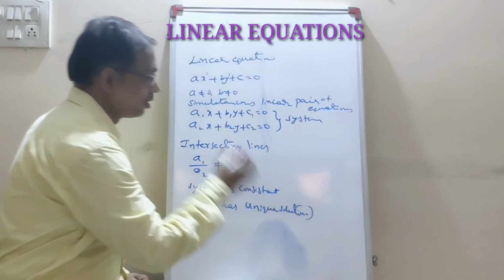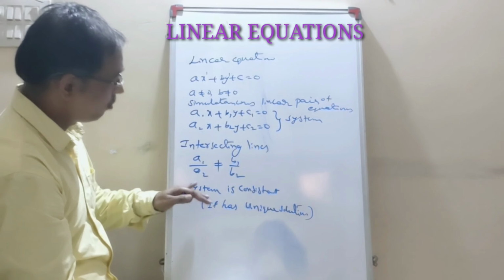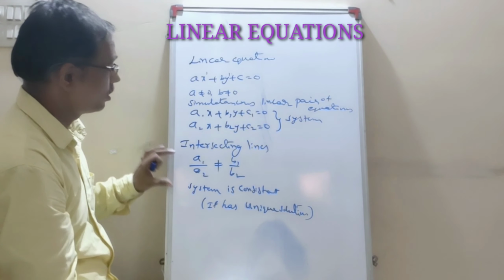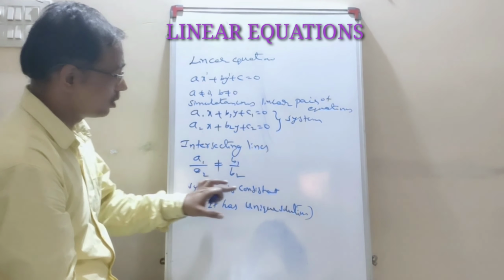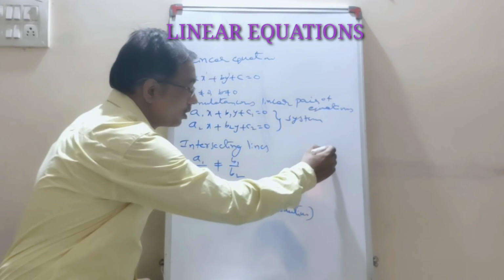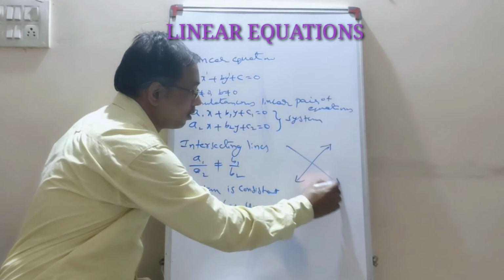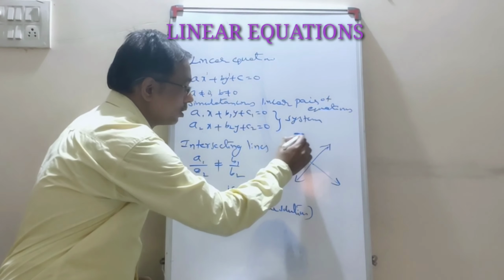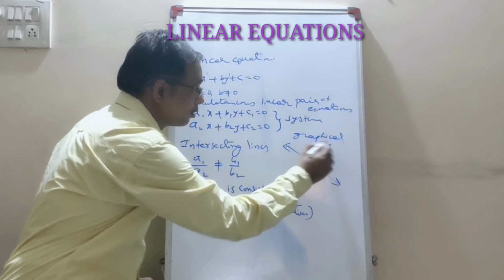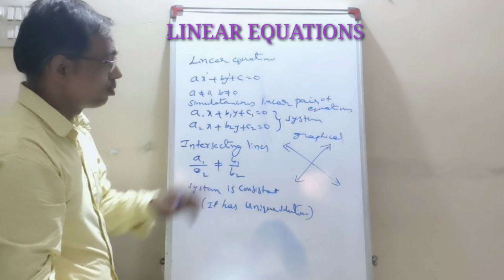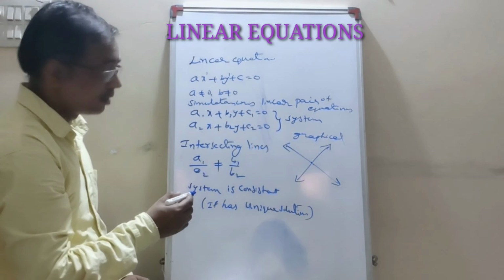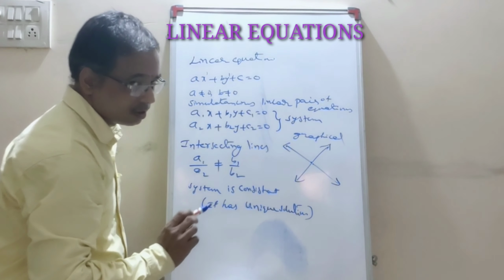If a system has a solution, that is known as consistent. If it does not have a solution, it is known as inconsistent. So particularly in these intersecting lines, the system is consistent, and it has a unique solution. Graphically we can represent it like this. These two lines are intersecting at a point, and that's why these two lines are intersecting lines.